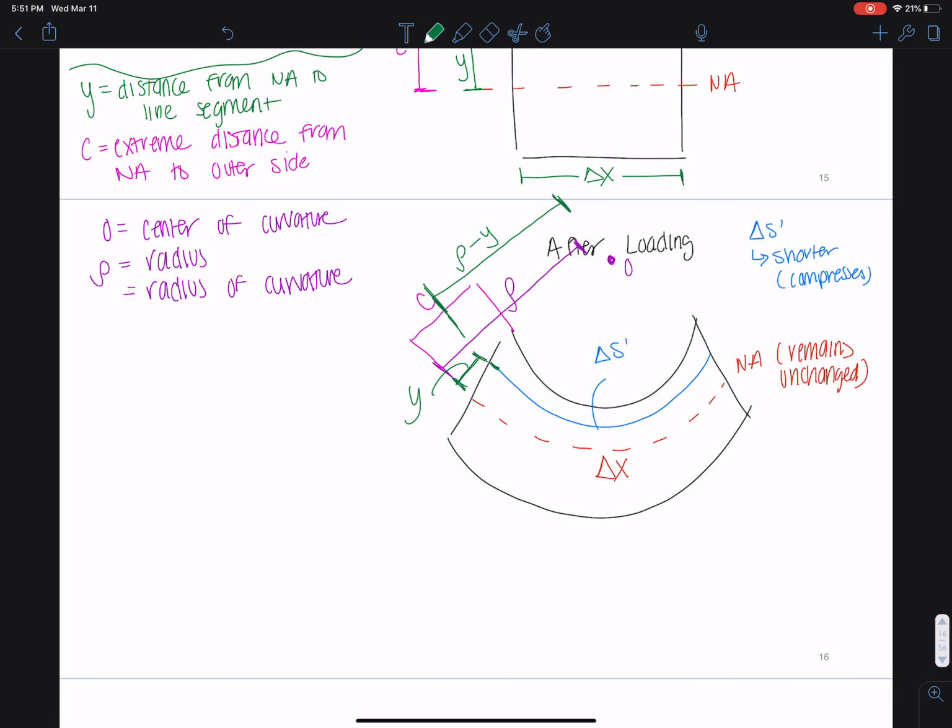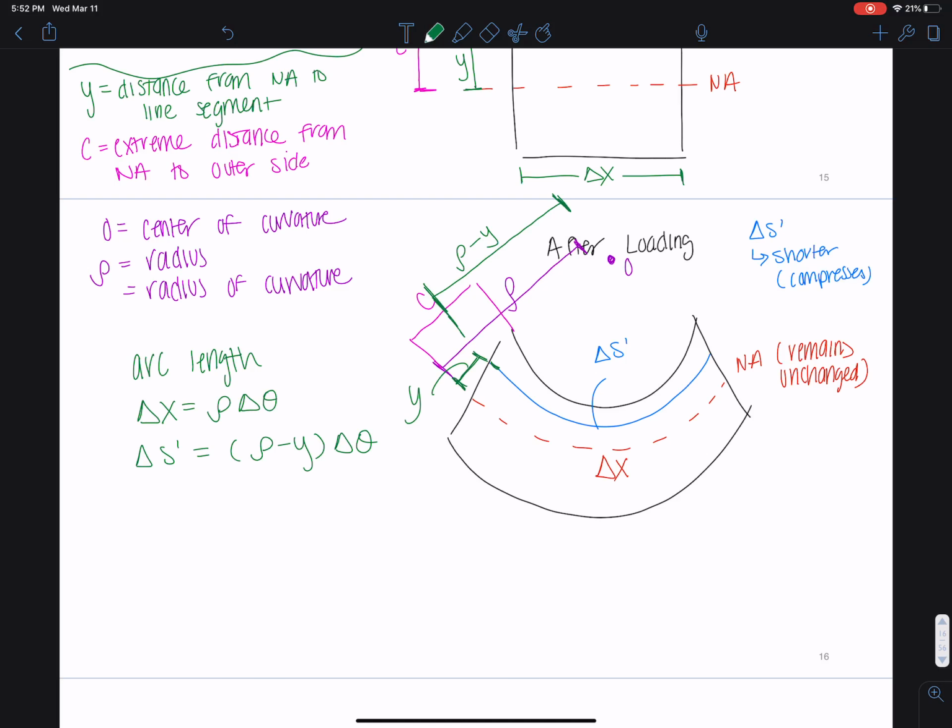So now what we can say, we can use arc length to say that delta x is equal to rho delta theta, and delta s prime is equal to rho minus y times delta theta.